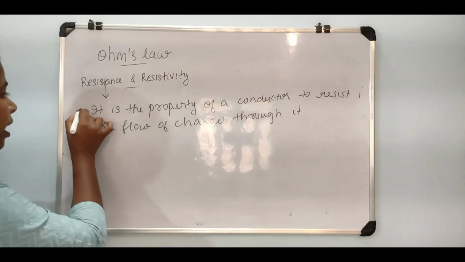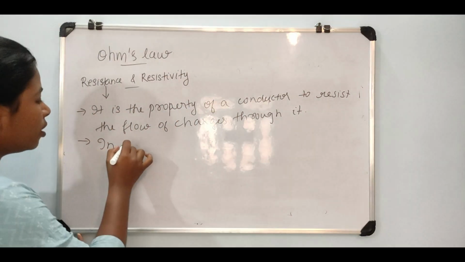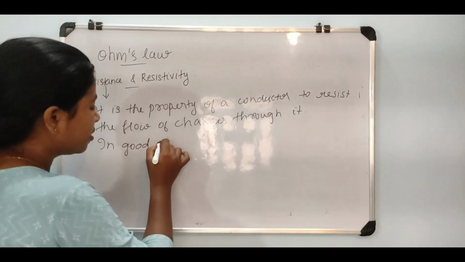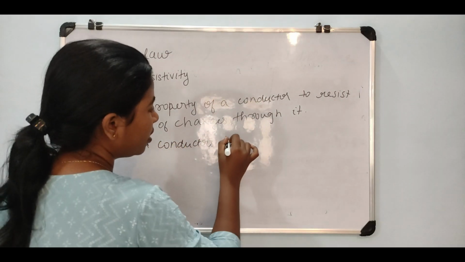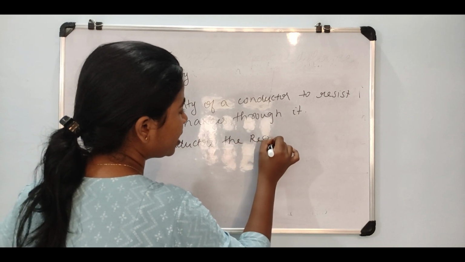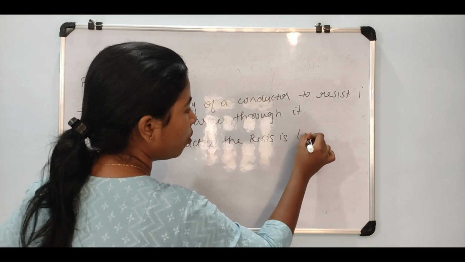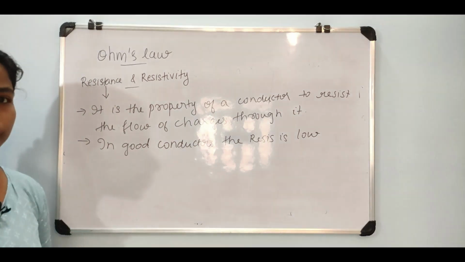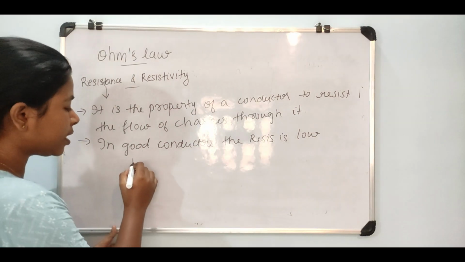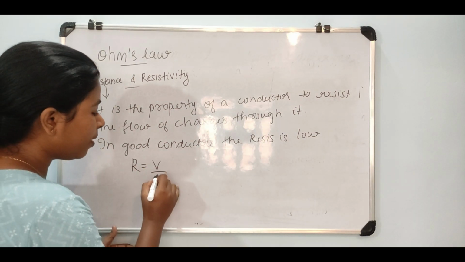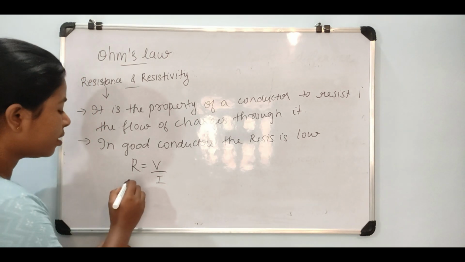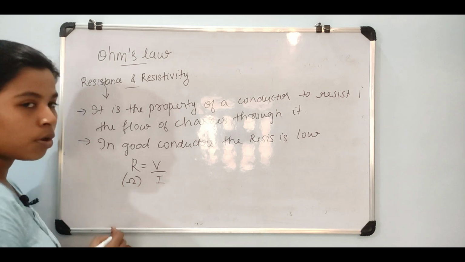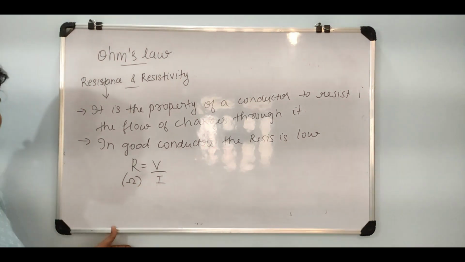So what is the second point? In good conductors, the resistance is low. Followed. What is the formula for resistance? R is equal to V by I. What is the SI unit? SI unit is ohm. Followed.